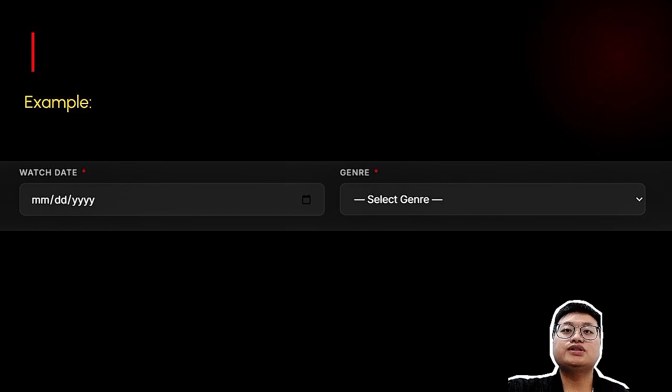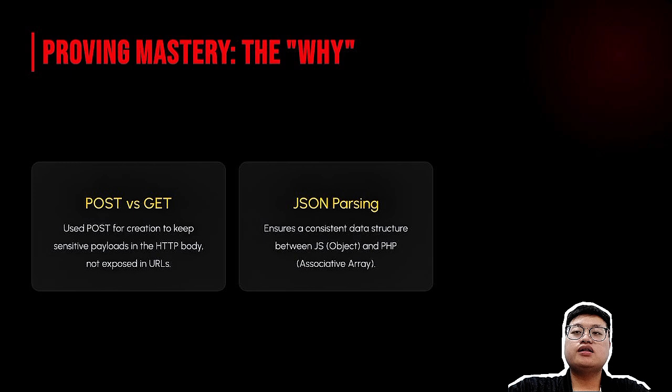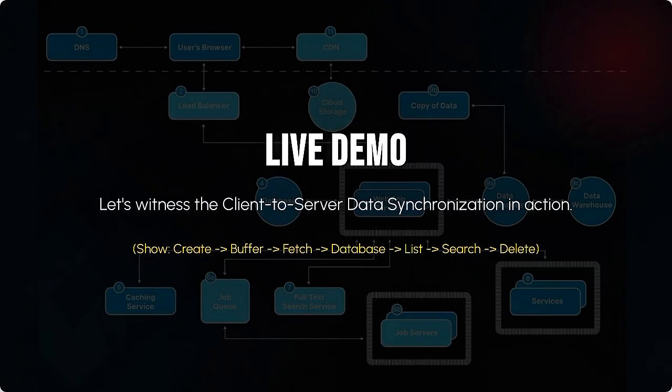the cinema theme. To summarize the technical why behind my logic, I chose POST to keep sensitive payloads securely in the HTTP body, and I use JSON parsing because it will provide a consistent data structure to bridge the gap between the JavaScript object and PHP associative arrays.